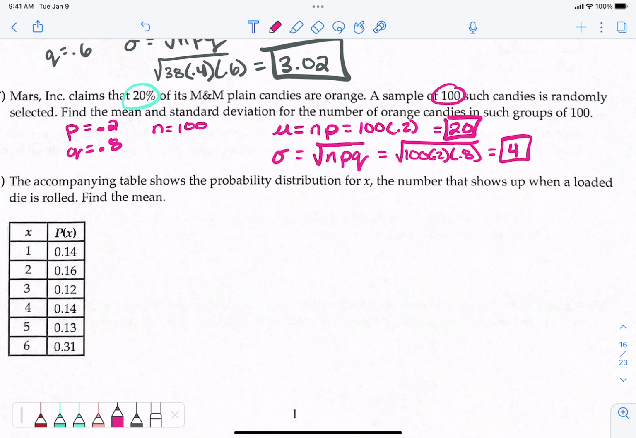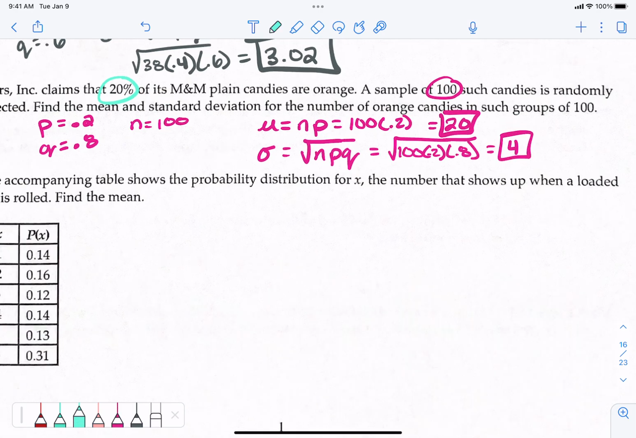Out of 100 candies, what is considered a significantly large amount of orange candies? 28. You're close. 28. Why? Because two standard deviations. You add this twice.